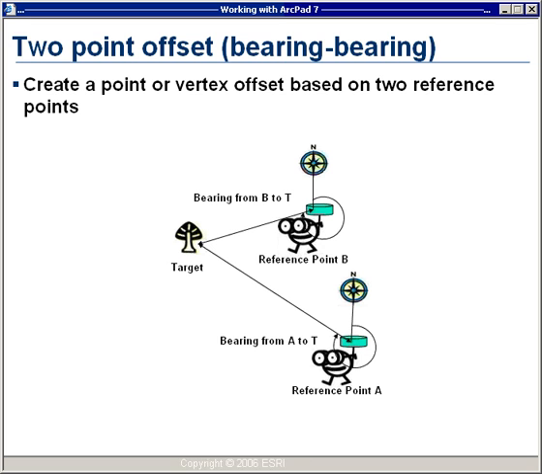The second variation of the two-point offset uses two bearing measurements to calculate the offset. This is used when two bearings are known from the reference points, but distances are not.